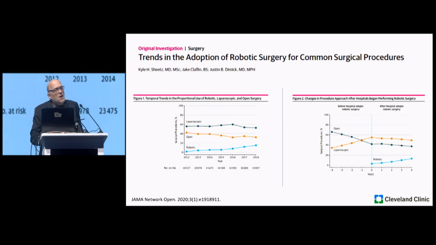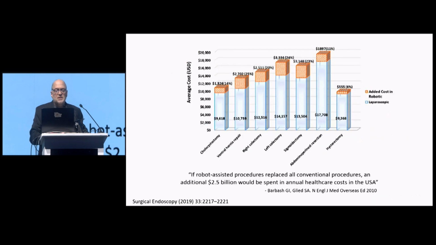If you look at where they got their cases from, you could see very clearly that they took cases away from open and laparoscopic surgery. You could see on the chart on the right, open kind of went away as laparoscopics grew in popularity, and as soon as robotics were introduced to a hospital system, laparoscopic surgeries went down, robotic systems started to go up in their place.